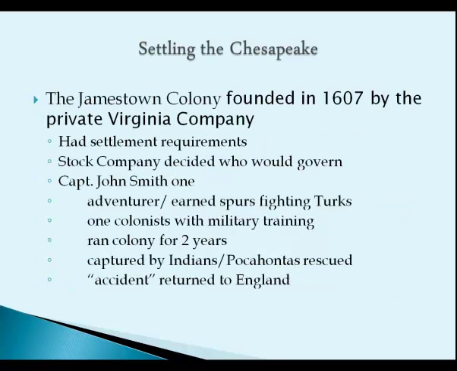Now I'm going to take you through some of the colonies. The Jamestown colony was founded in 1607 by the private Virginia Land Company. And they had settlement requirements. It was a stock company. You could either buy stock or you could come over and get paid back later. The stock company stayed in England, and when they sent their first group of settlers over, they sent over a box, and inside the box were the people that they wanted to run the colony.